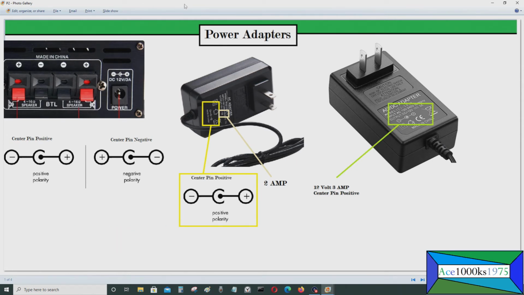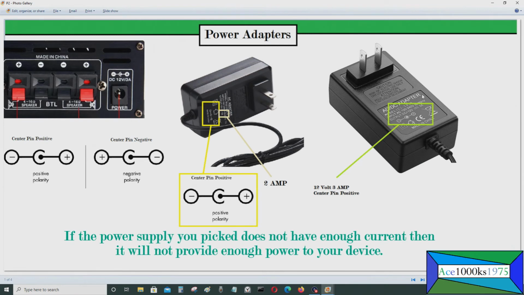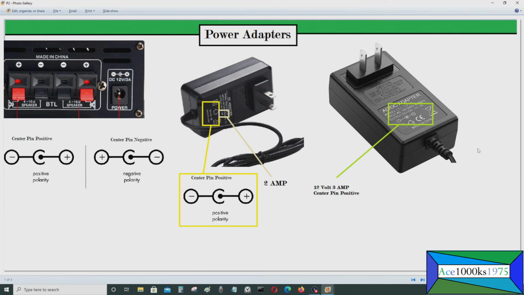So for this power supply, it's 12 volts, 3 amps, center pin positive. That's also correct. So this would be the right power supply for this product. And that's all you have to do to pick a right power supply.